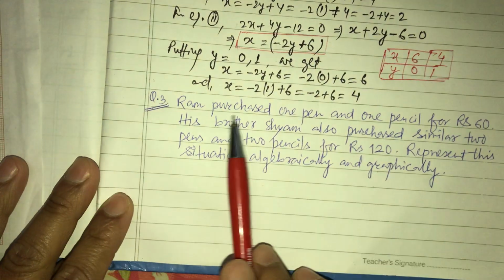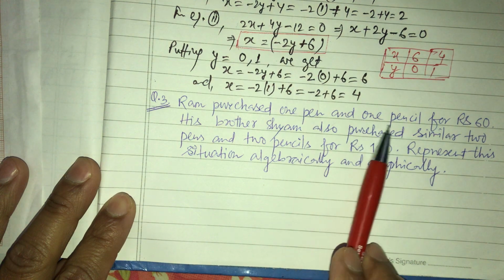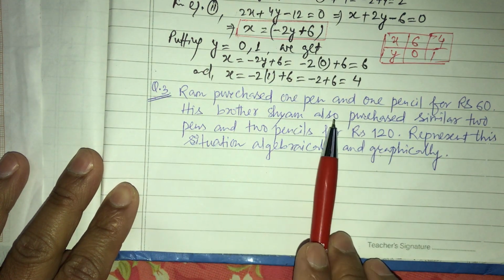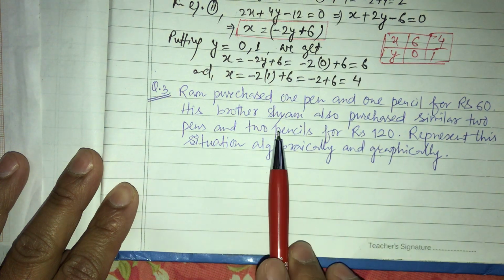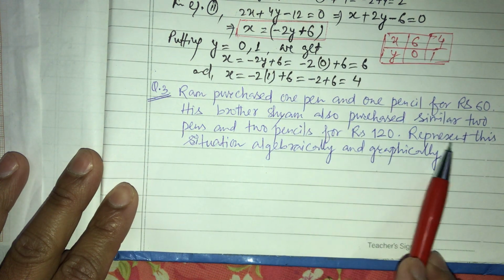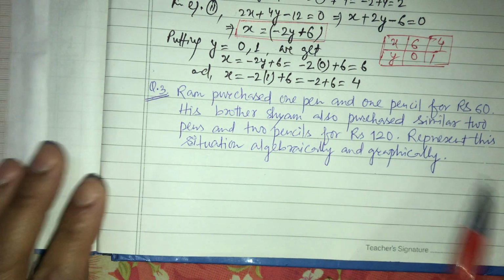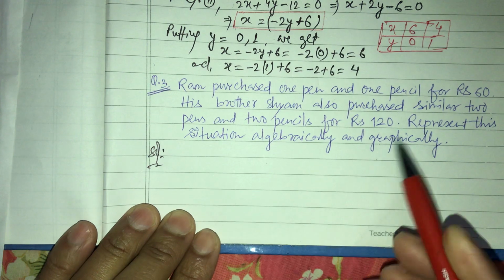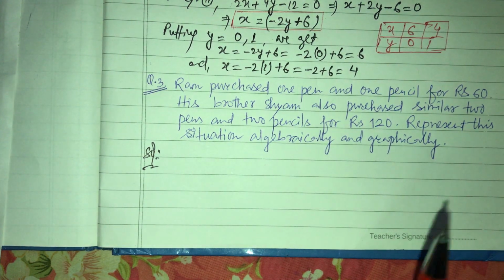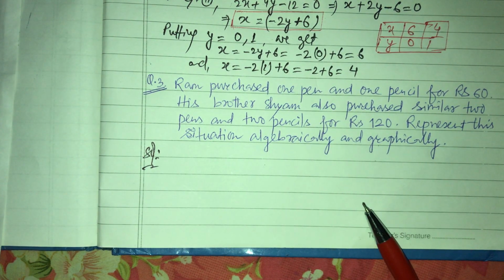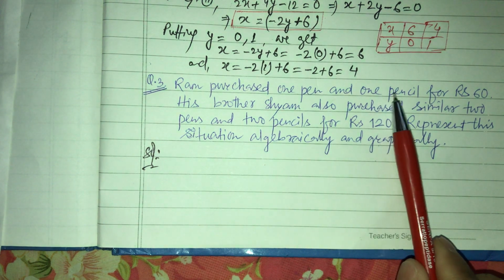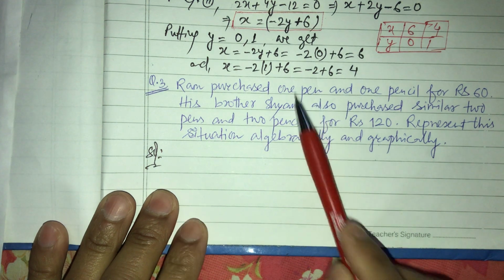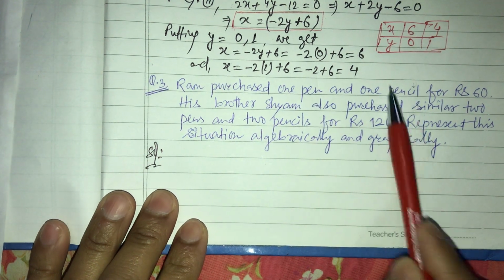See, Ram purchased 1 pen and 1 pencil for rupees 60. His brother Syam also purchased similar 2 pens and 2 pencils for rupees 120. Represent this situation algebraically and graphically. So let's go for the solution. The quantities which we need to compare are pen and pencil. So we can consider x as pen and y as pencil.